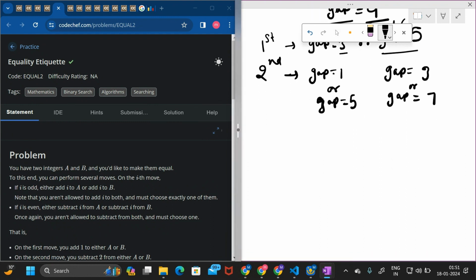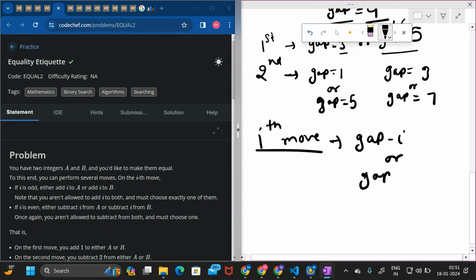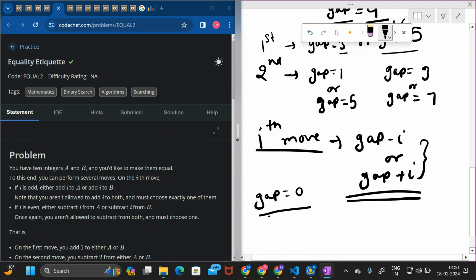Basically, in the ith move, we can reduce our gap by i, or we can increase our gap by i. This is the volt. And in the question, we have to reduce our gap till 0. Now we will work on gap only.